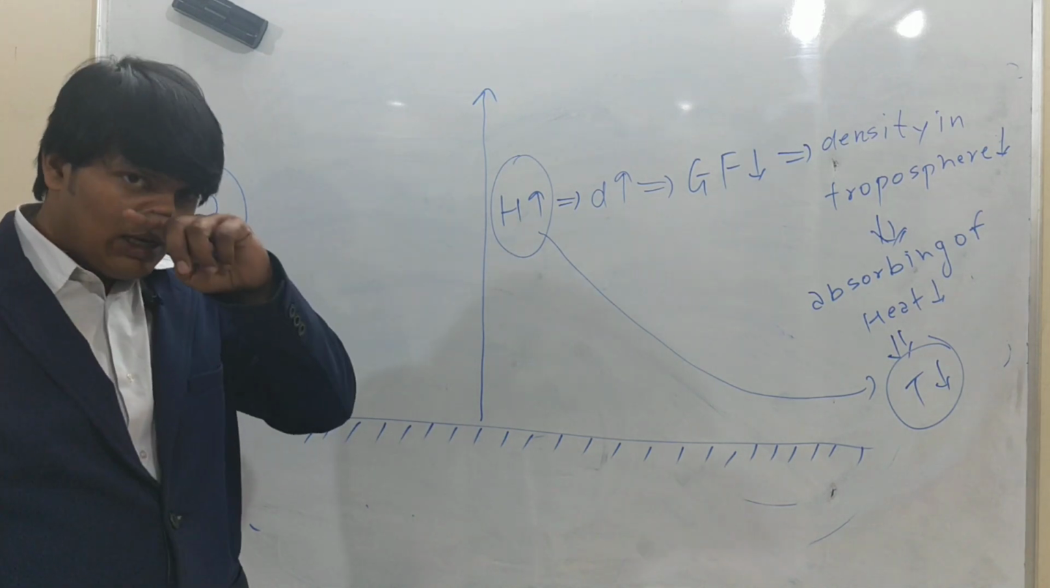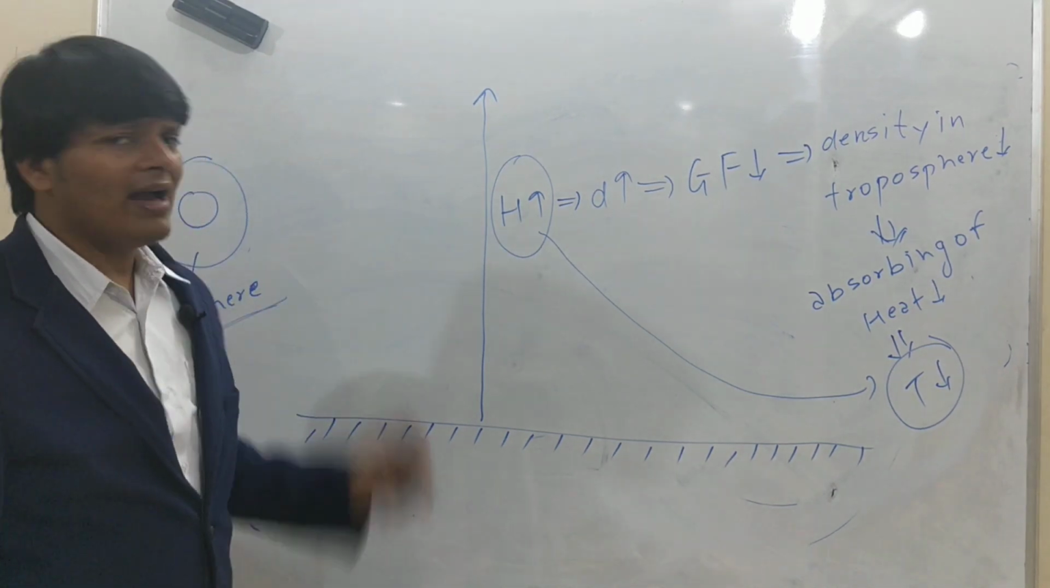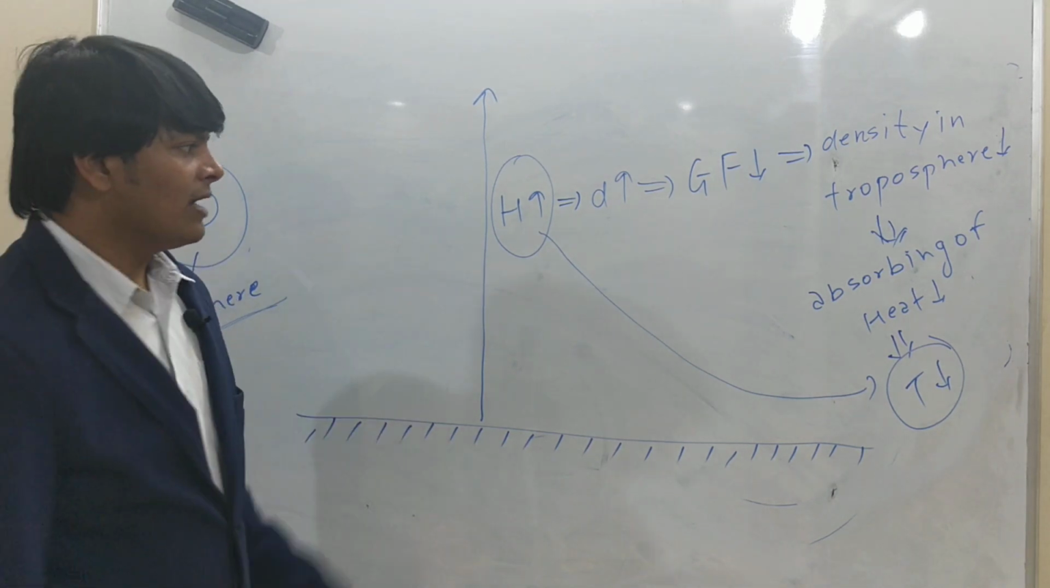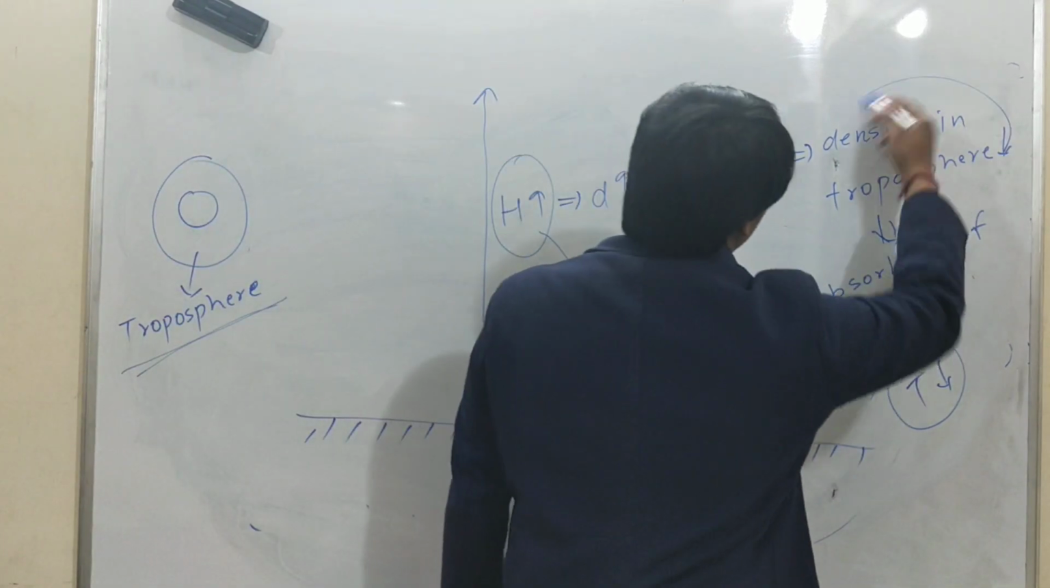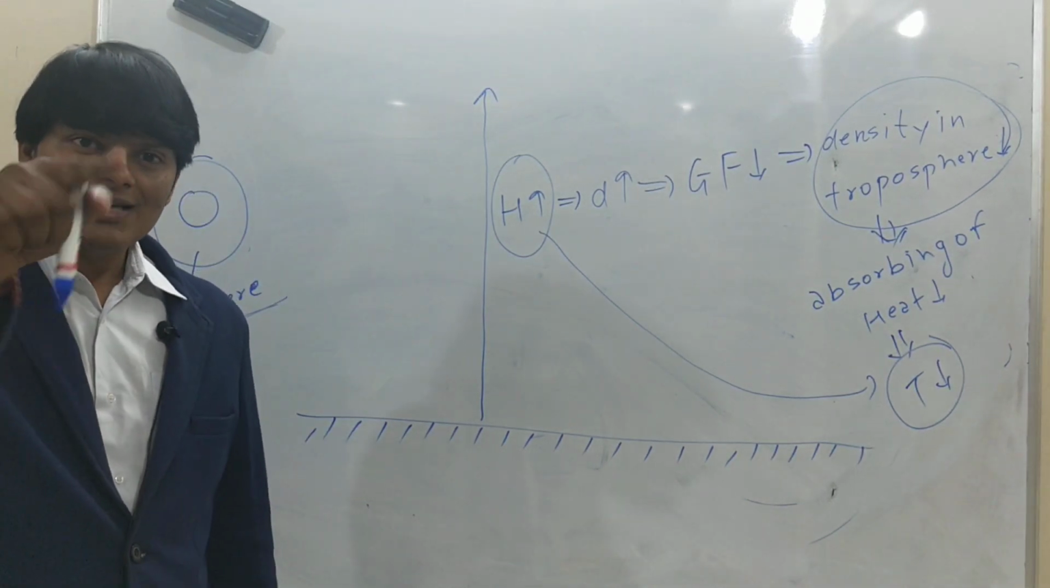But think about the previous point: we have two factors which determine temperature in the troposphere. The first was the density of the gases, the density of the troposphere. The second was the heat.